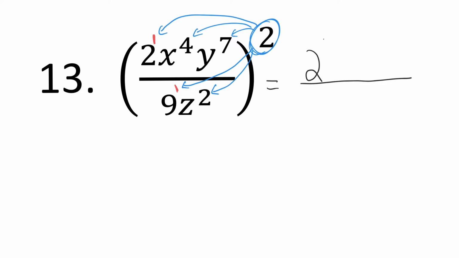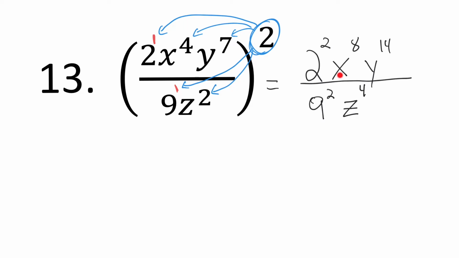2 times 1 is 2. The x stays the same, and you multiply the exponents. 2 times 4 is 8. And the y, you multiply the exponents. 2 times 7 is 14. On the bottom, you have a 9, and you multiply the exponents. 2 times 1 is 2. And the z, multiply the exponents. 2 times 2 is 4.